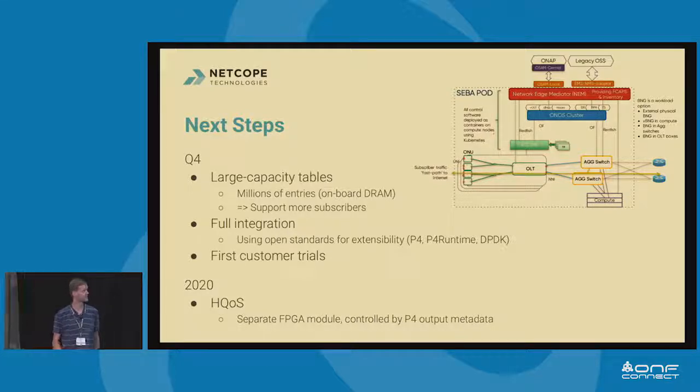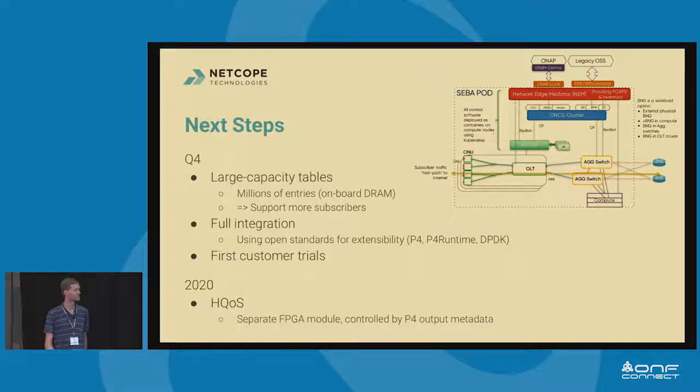Our next steps with this project is to make a lot of progress in Q4. We want to employ large capacity tables to use the onboard DRAMs. The capacity of the DRAMs available should get us to millions or tens of millions of entries. So that way we should be able to support many more subscribers per card.